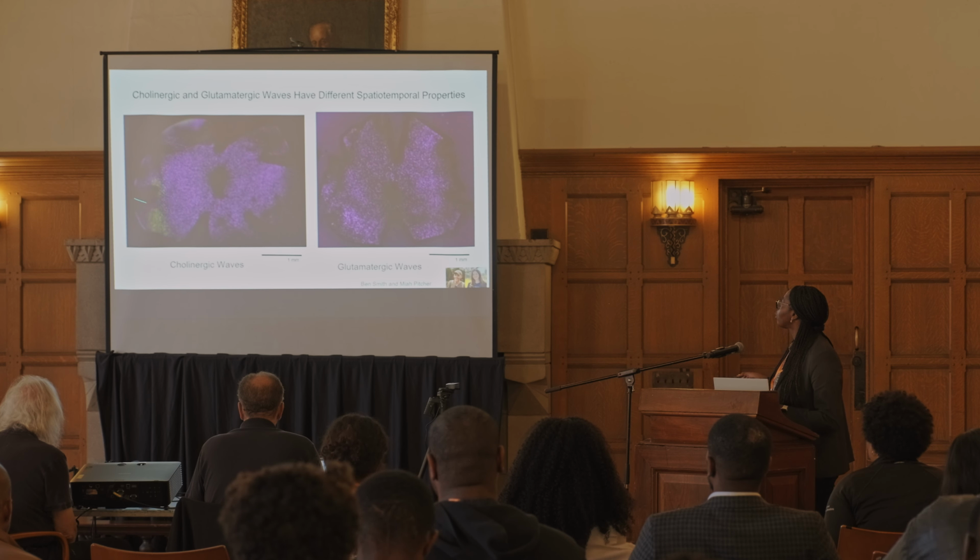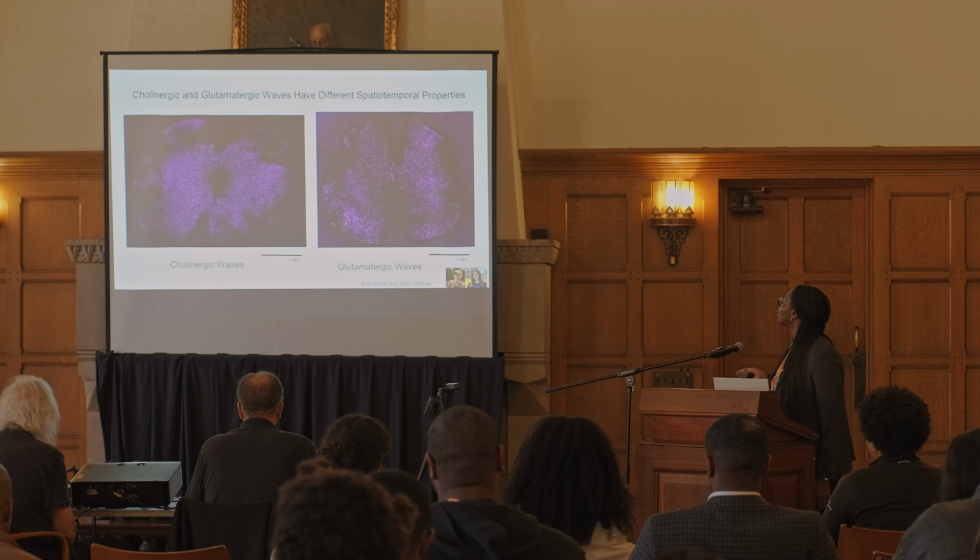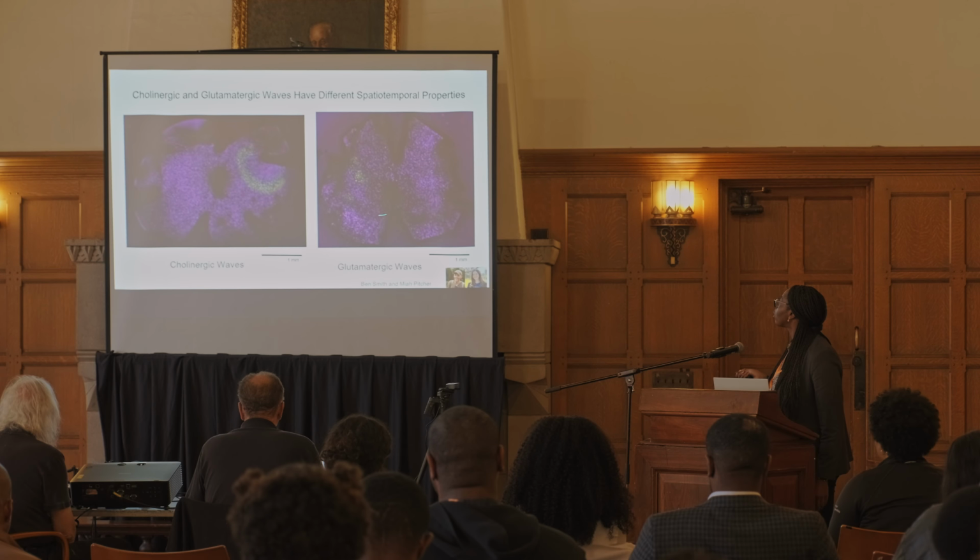So we see that cholinergic waves tend to propagate in a large sweeping motion across the retina. And we like to call these waves on the beach because they kind of look like waves on the beach. And next, we also have glutamatergic waves, and we see that these waves propagate in smaller regions across the retina, and they're more like ripples.